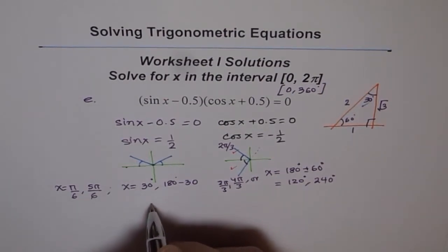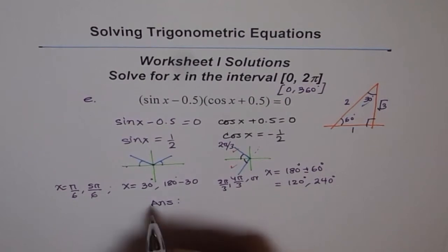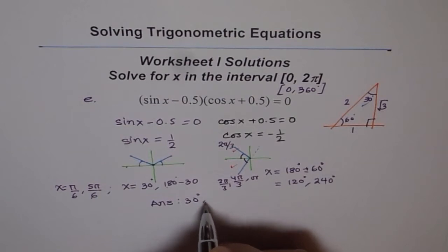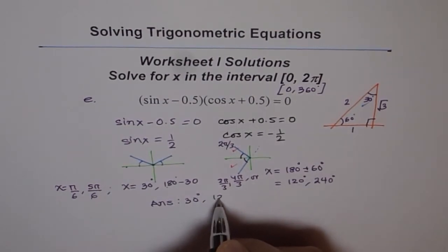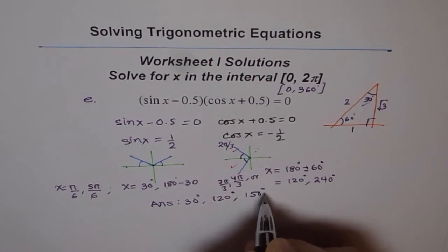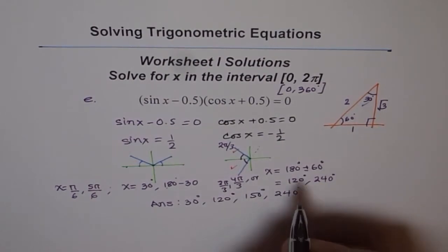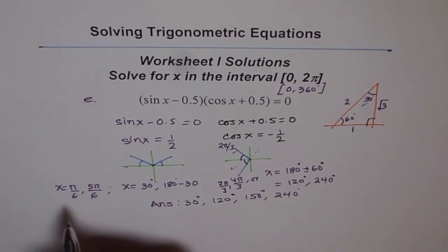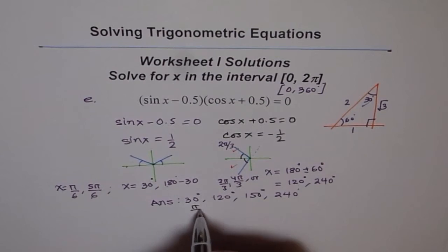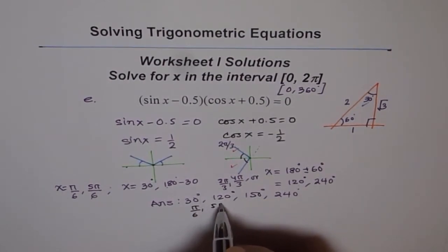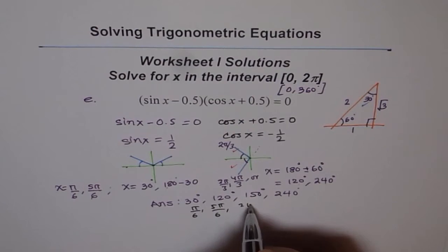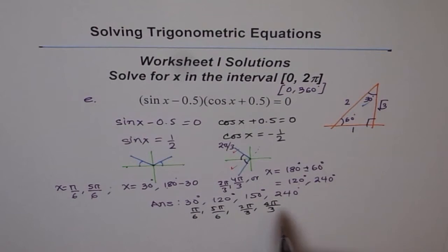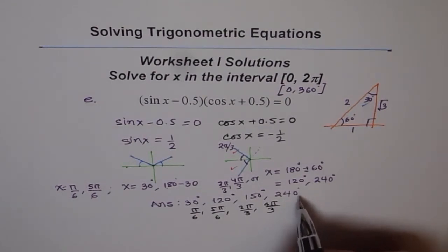It's good practice to write all the answers together. So we have answers as 30 degrees, 150 degrees, and let me write 120 first: 120 degrees, 150 degrees, and 240 degrees for this equation to be true. Those of you working with radians will write their answers as pi by 6, 5 pi by 6, it doesn't matter, I'm changing the order, 2 pi by 3, and 4 pi by 3. So these are the possible answers in radians and in degrees.